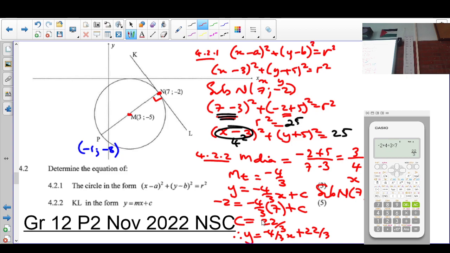Okay? Right. So y = -4/3 x + 22/3. Okay. Any other confusion there? You can give it to somebody else. You sure? Okay.